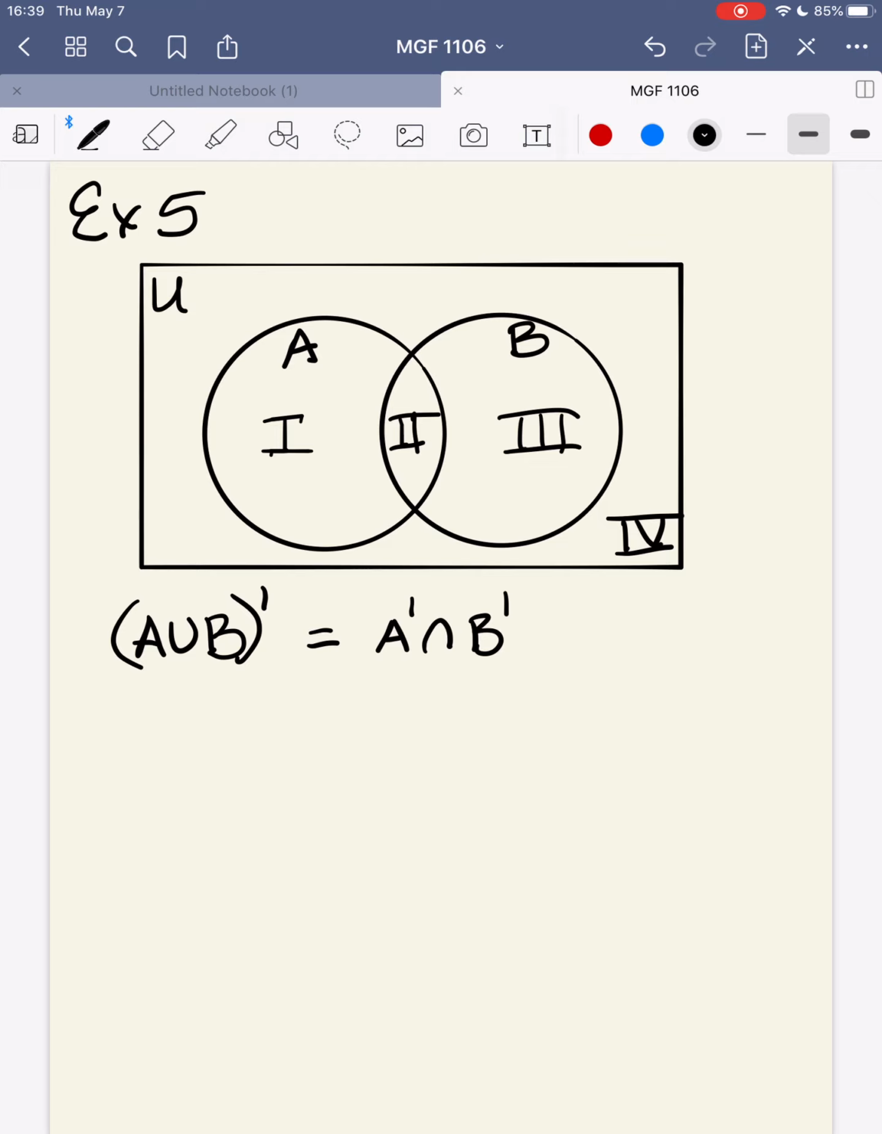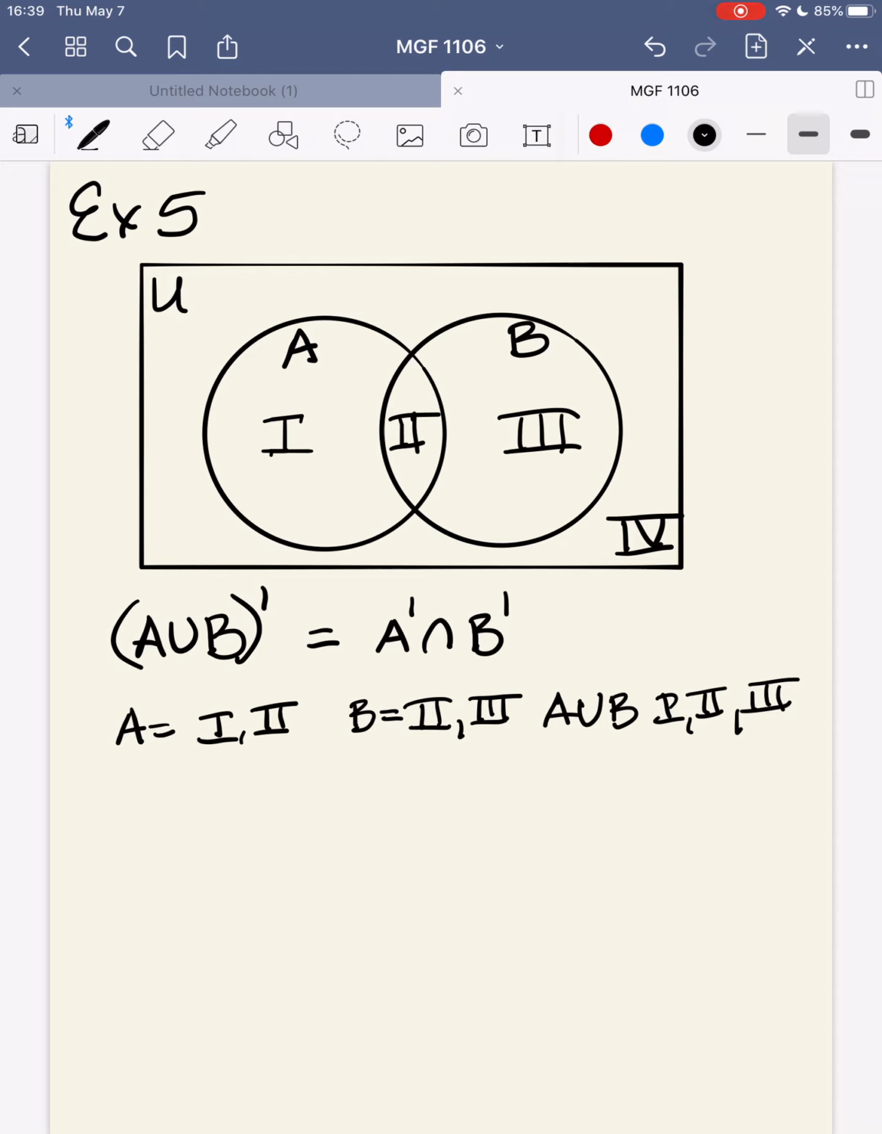All right. If we look at this as it is, you can see that A is equal to regions 1 and 2. B is equal to regions 2 and 3. Their union is 1, 2, and 3. Therefore, their complement is going to be 4. It's going to be the universe.